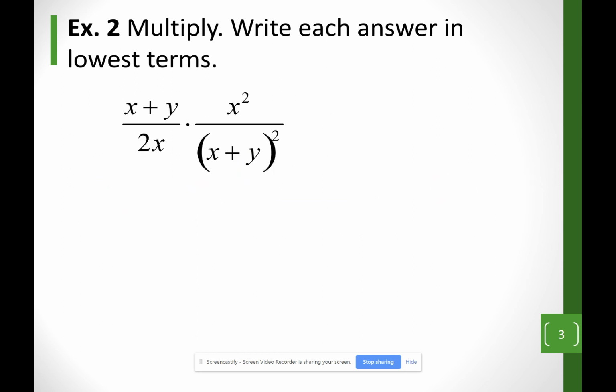In here, my first fraction, x plus y, I'm just going to leave it as x plus y. The bottom, I'm just going to leave it as 2 times x. Now, my second fraction, x squared, I'm going to call that x times x. I'm going to split the factors. At the bottom, I'm going to have x plus y twice.